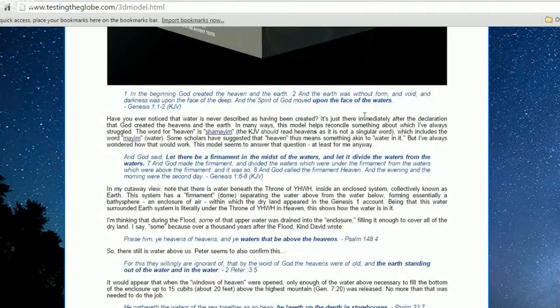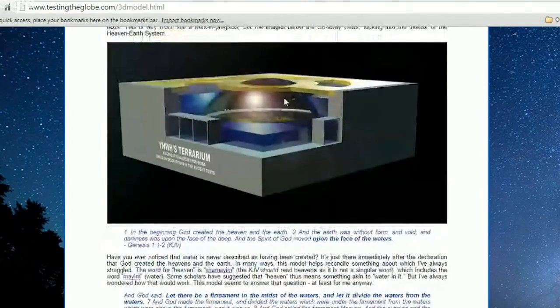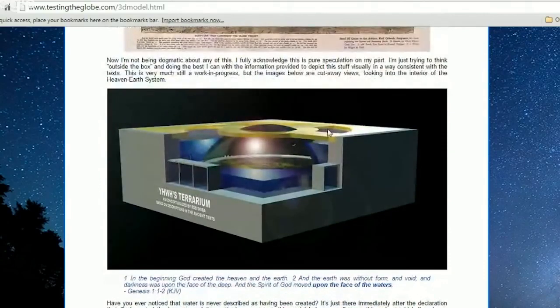I say some because over 1,000 years after the flood, King David wrote, "Praise him, ye heavens of heavens, and ye waters that be above the heavens." Psalm 148:4. So he's still saying there's waters above the heavens. So, maybe it was full all the way up to the top, right into these openings. This is creative license. Obviously, I'm taking artistic license here, but maybe the water was all the way up, but enough of it drained in to flood the earth, and so there's a decrease in the water above, but there's still water above.